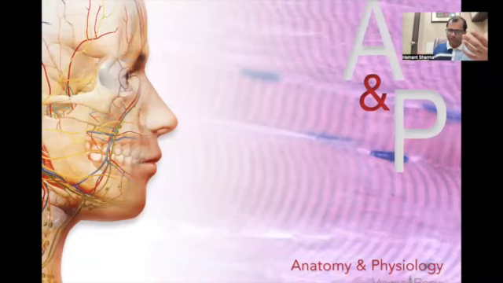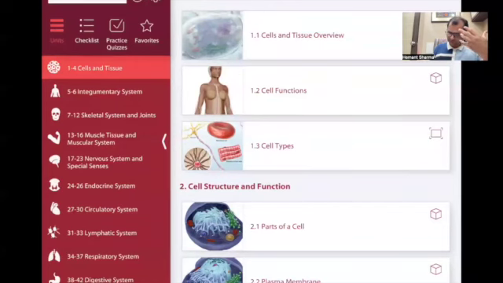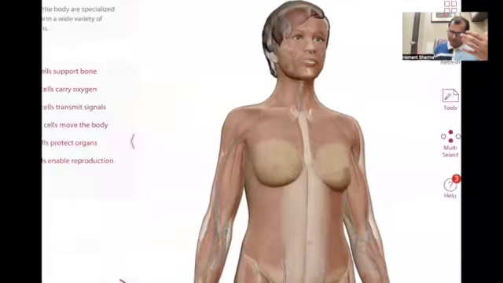So in the calf, we have a muscle that is called the gastrocnemius muscle.